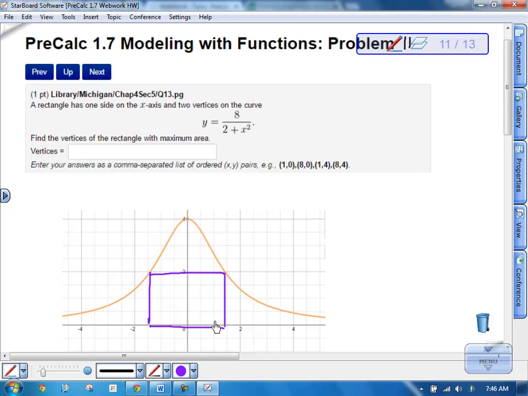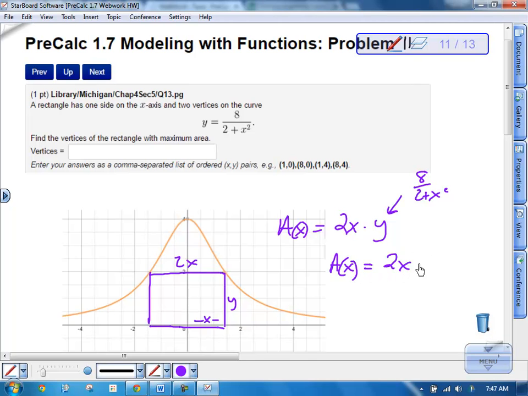So I called this little part right here x, obviously, and this part y. If that's the case, then this whole side is 2x, so is this whole side, and this side is y. So I figured the area of this rectangle would be 2x times y. And I know what y is, it's right here, as a function of x, so I just plugged in 8 over 2 plus x squared for that y, and this would give us a function of area in terms of x. So the area in terms of x equals 2x times 8 over 2 plus x squared, which is like 16x on the top if you simplify it.